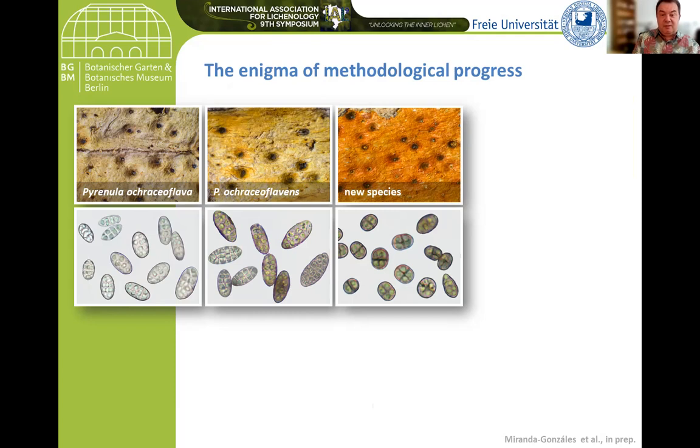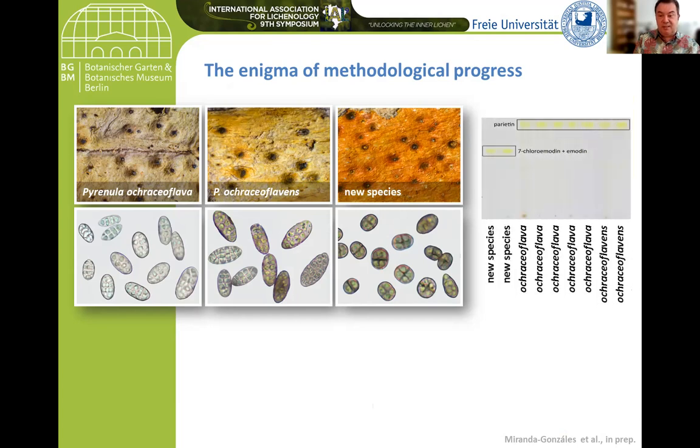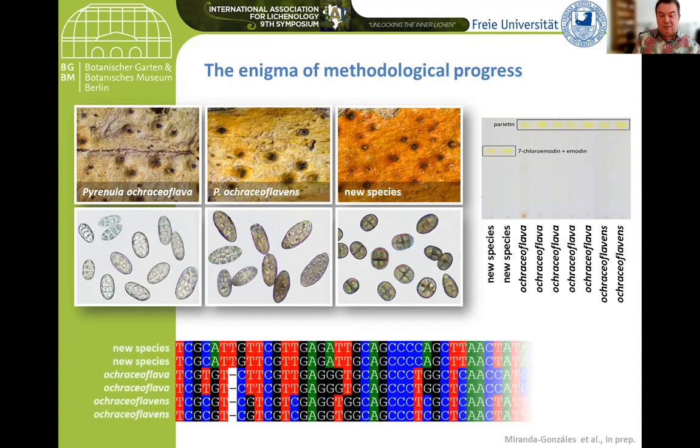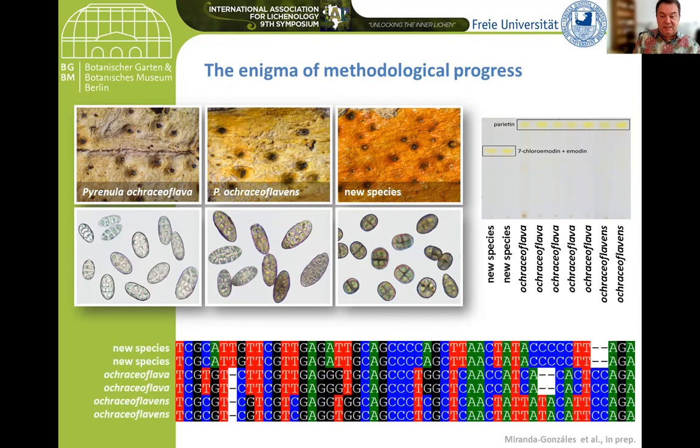And then there's a third new species that has different ascospores and also has a different color, and this is caused by a different chemistry. In ochraceoflava and ochraceoflavens, we have pyrenulin, and in this new species we have chloramidine and amidine. So it's a second character you can add here. But even if they were all the same in spores, you might even be able to accept just the chemistry as a differentiating character. Now, of course, if you look at DNA, you see that's really 3 different groups.